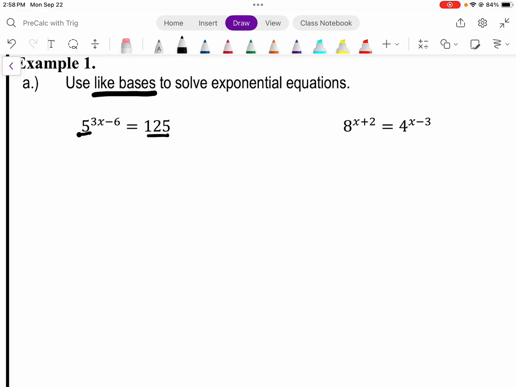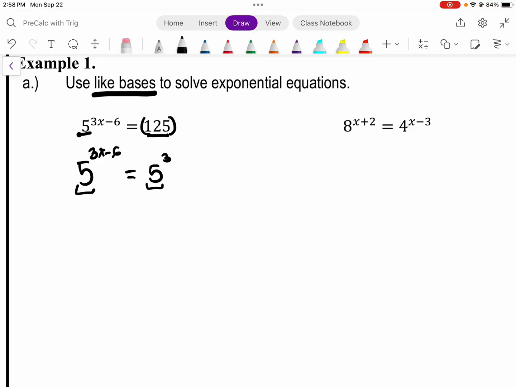So in essence, what we're going to be doing is rewriting the number. So for instance, I can rewrite 125 as 5 to the power of 3. 5 times 5 times 5 is 125. So I haven't changed the number, I haven't changed the value, I just changed the way it looked. And on the other side, it's just the same thing. I haven't changed that one at all.